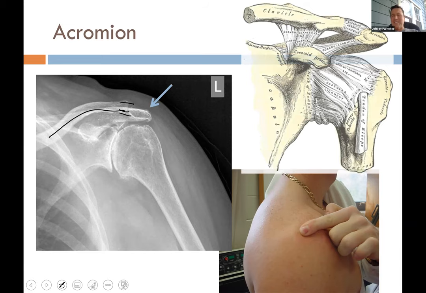And the names are actually pretty easy if you look at it, like coracohumeral, from the coracoid process to the humerus. Coracoacromial, coracoid to acromial process. Acromioclavicular, from the acromion to the clavicle. So there's all kinds of ligaments, but their names really make sense. If you know the anatomy of the bones, the ligaments are just named from that.